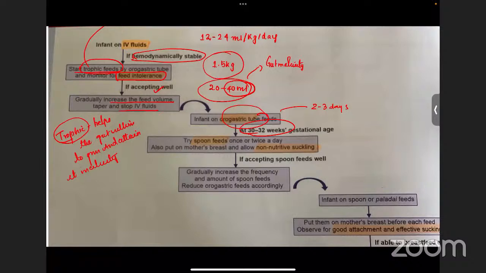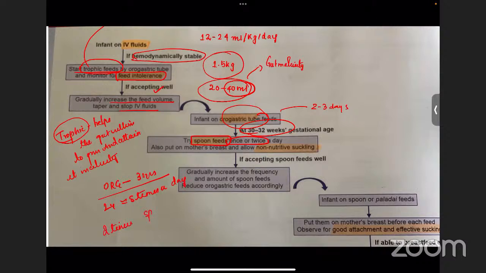Then you start with spoon feed. Spoon feed or katori feed, you can start once or twice daily, along with the orogastric feed. You are giving every 3 hourly, so over 24 hours, 8 times a day you are giving orogastric feed. Now what you do is give 2 times spoon feed of the same amount which you were giving orogastric, and the orogastric feed you give 6 times. As the child tolerates it well, you taper the orogastric feed and increase the spoon feed. At the same time, start non-nutritive sucking.